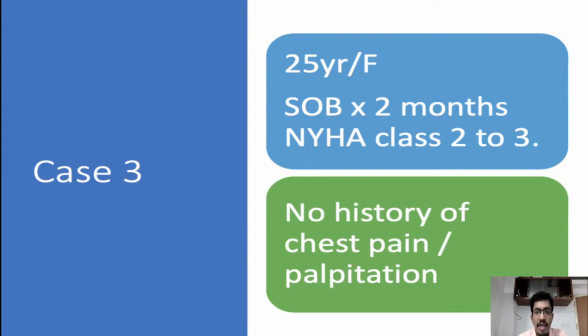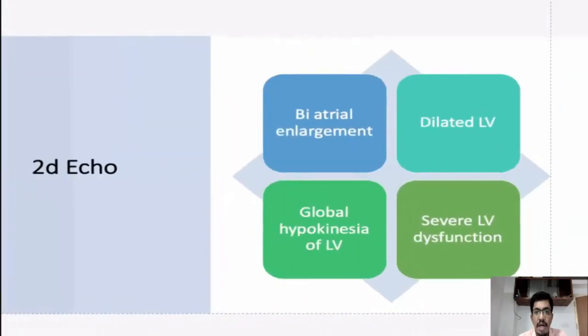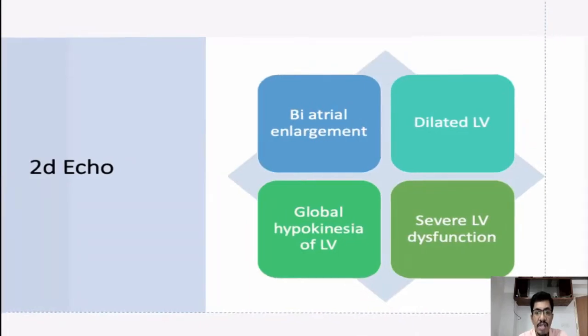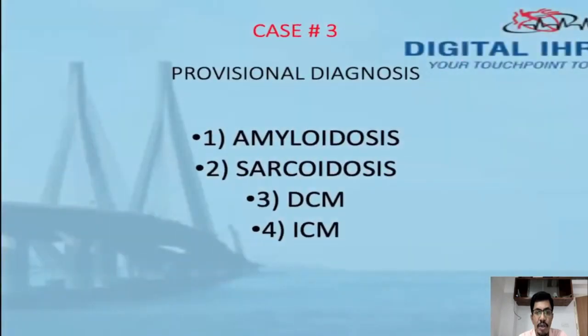Coming to case 3, this is a 25-year-old lady with shortness of breath, class 2 to 3, no other symptoms. Her echo showed a biatrial enlargement. There was a dilated left ventricle with global hypokinesis and severe LV dysfunction. What would be your diagnosis?